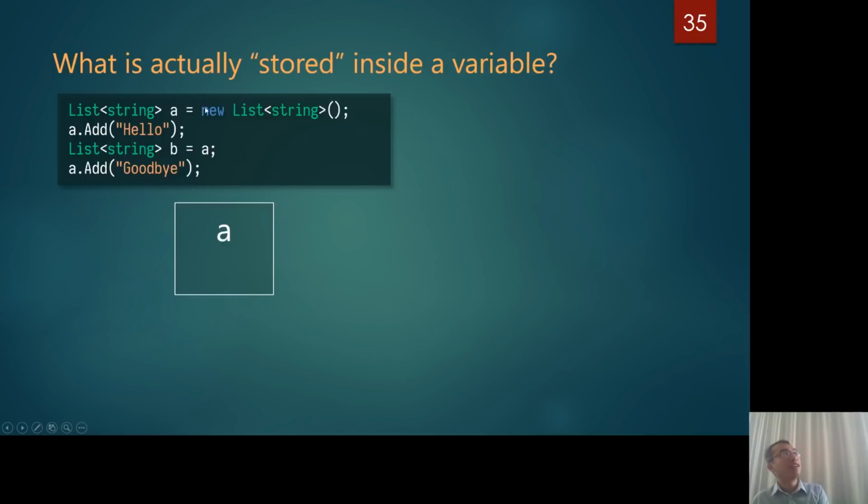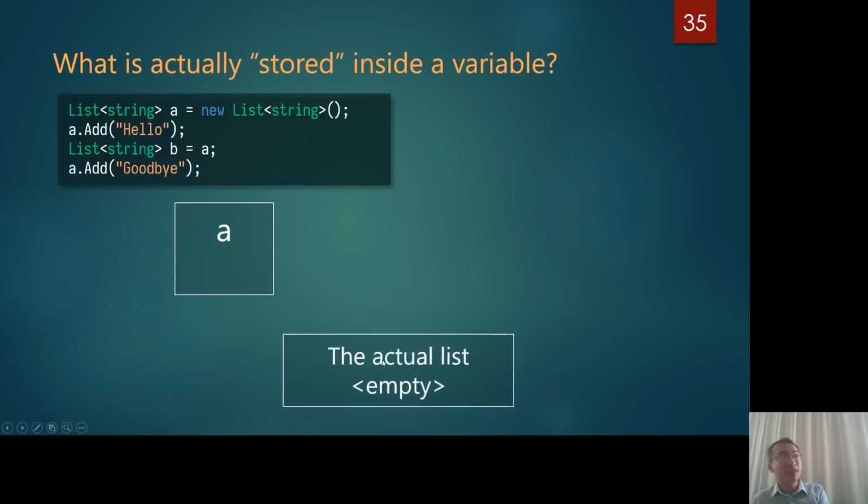Let me explain. We say new list string. What happens here is that this creates the actual value, which just happens to be an empty list. Normally you would think this empty list will be stored inside this box, but it turns out that in this case it's not. The empty list is actually stored elsewhere in the memory of your computer. That's why I draw it in a little box, associated with this box by a little arrow. The arrow is just a visual representation. In real life it's an address.